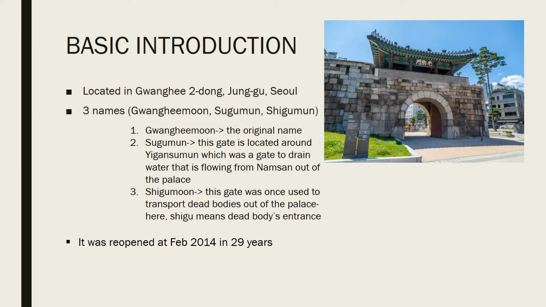This gate is located in Gwanghee-dong, Junggu in Seoul. There are three names for this gate, which are KwangHeeMun Gate, Sugumun Gate, and Shigumun Gate. KwangHeeMun Gate is the original name of this gate, and Sugumun Gate is named like this because this gate is located around Igan-sumun, which was a gate to drain water that is flowing from Namsan out of the palace. Here, Su from Sugumun is a Chinese character meaning water, so it was named like this.